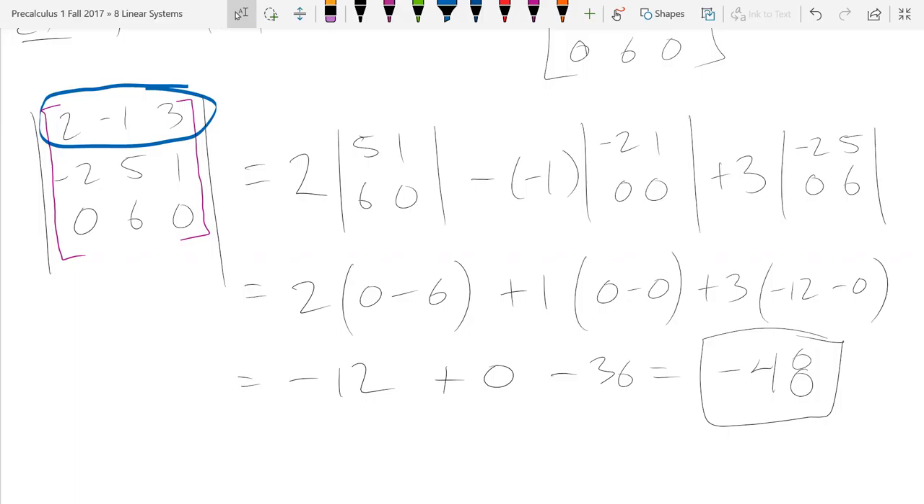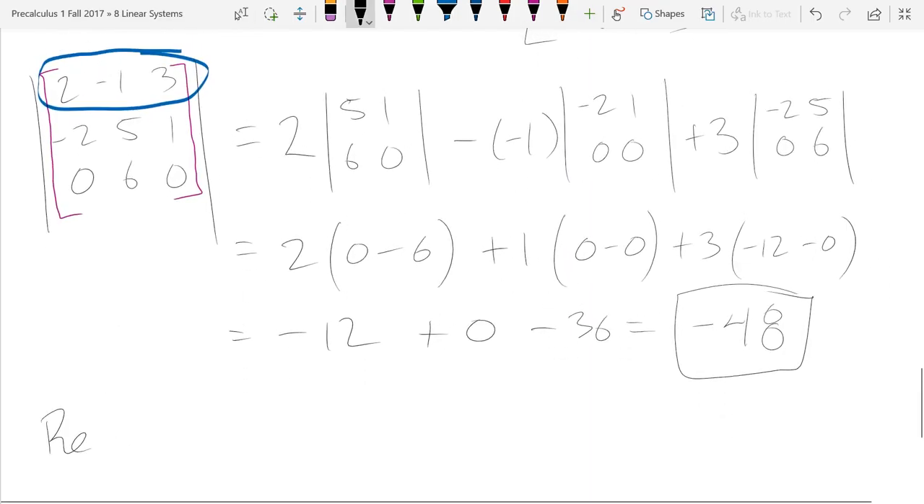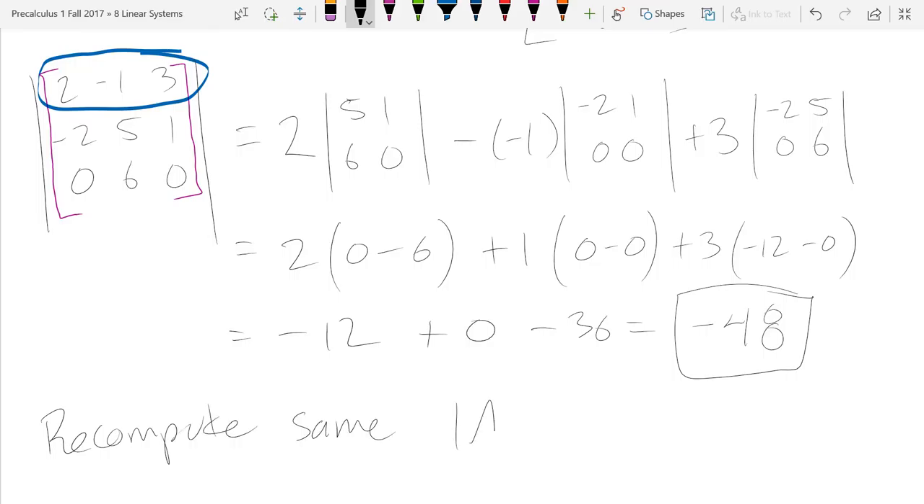You do not have to expand across the first row. You can expand off row 2, row 3, or column 1, 2, or 3. So what we're going to do now is go across. We're going to do the exact same determinant, but we're going to compute it running across a different row. Row 3 looks really good because there's already a bunch of zeros, so there'll be a lot less work to do. So we're going to recompute the same determinant of A, but we're going to expand across row 3.